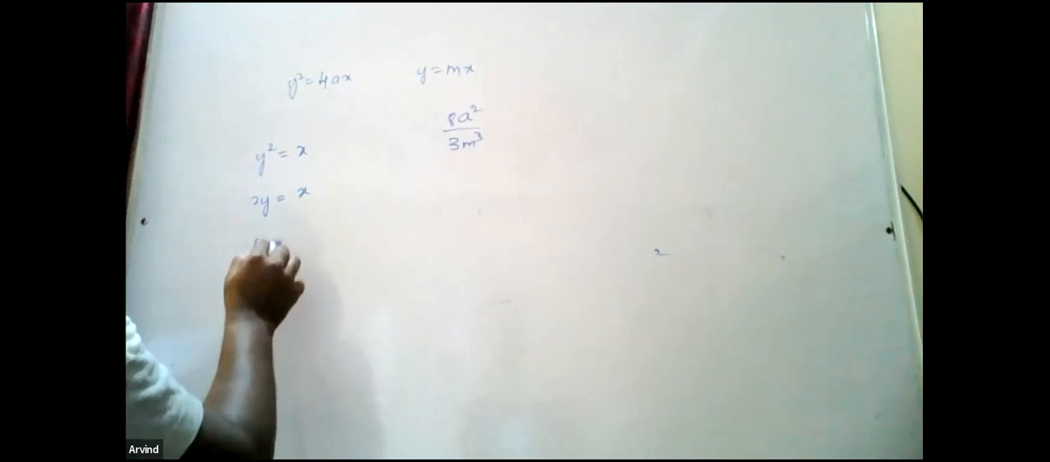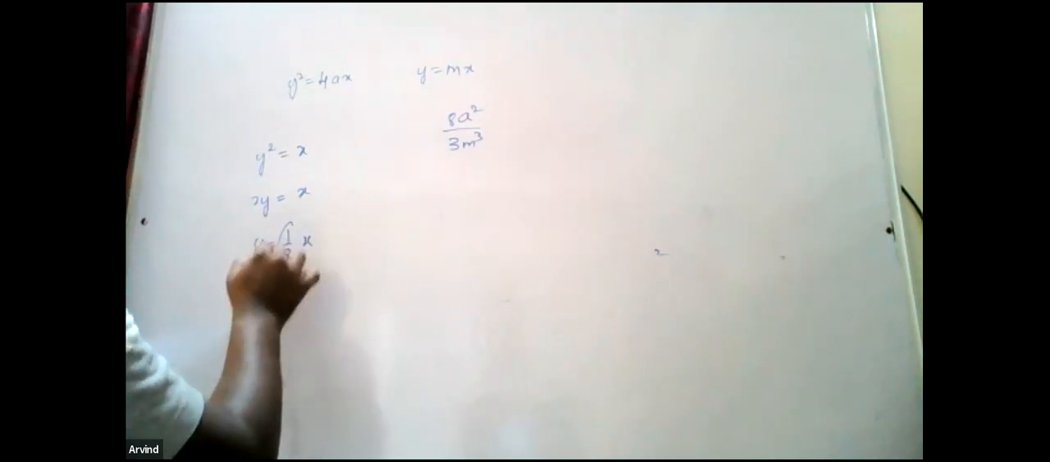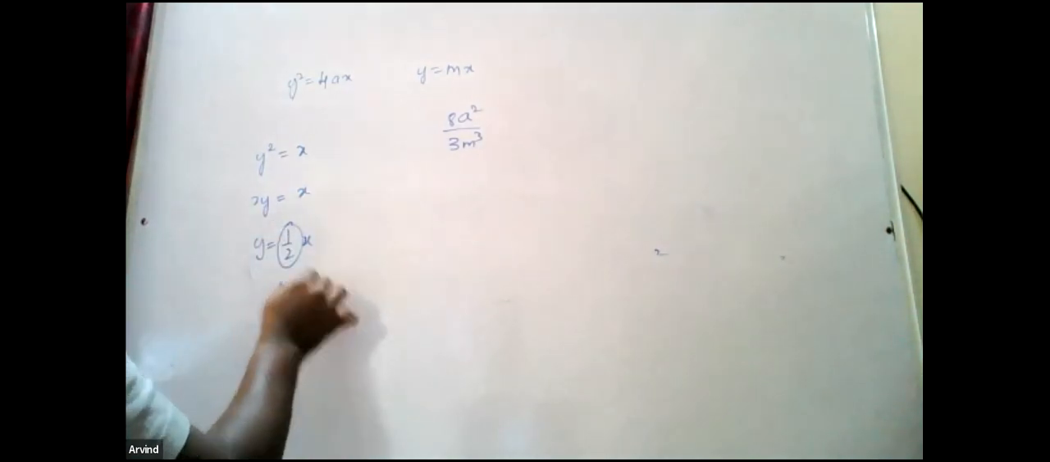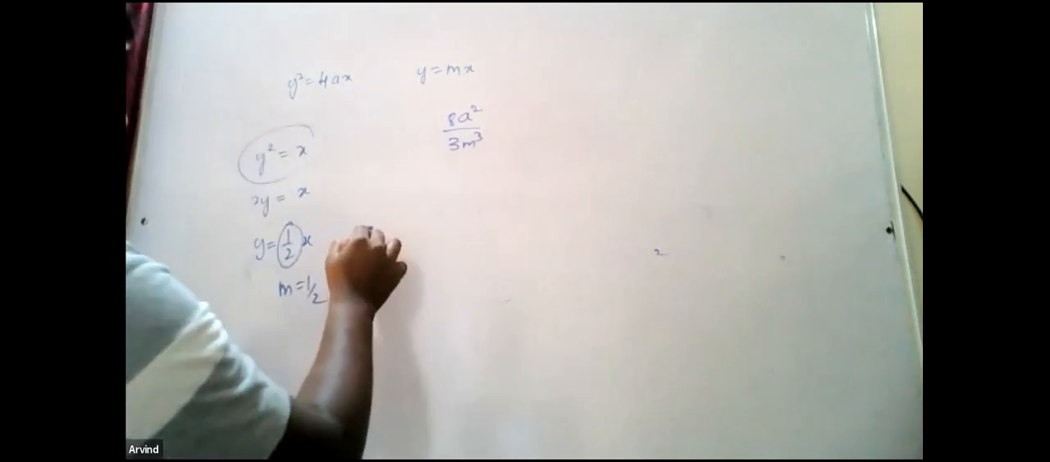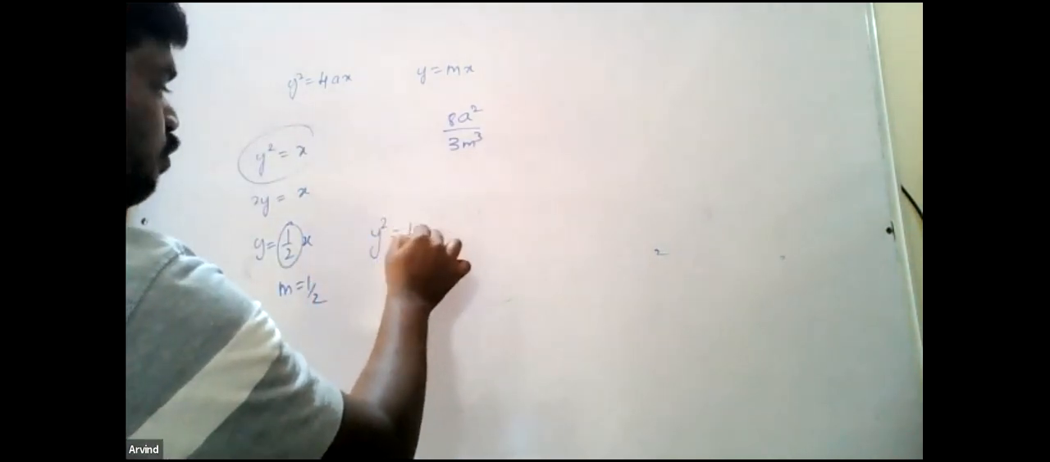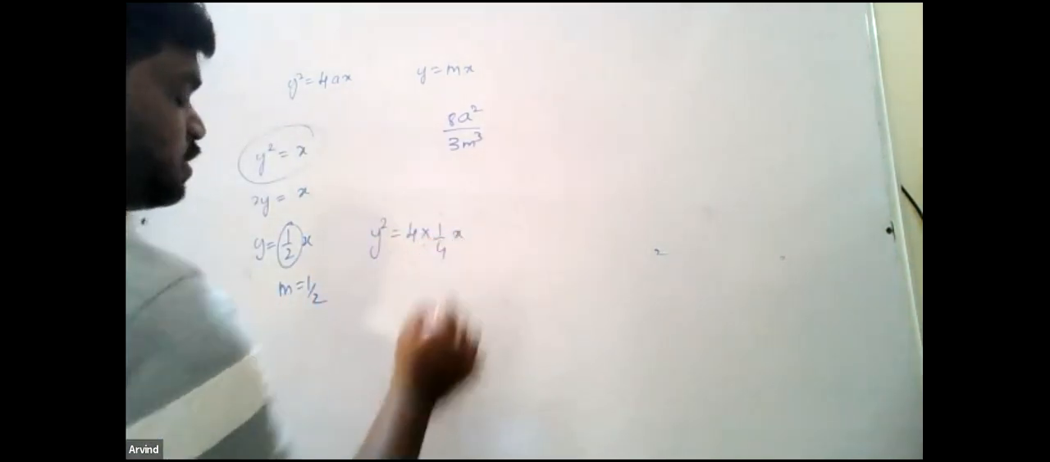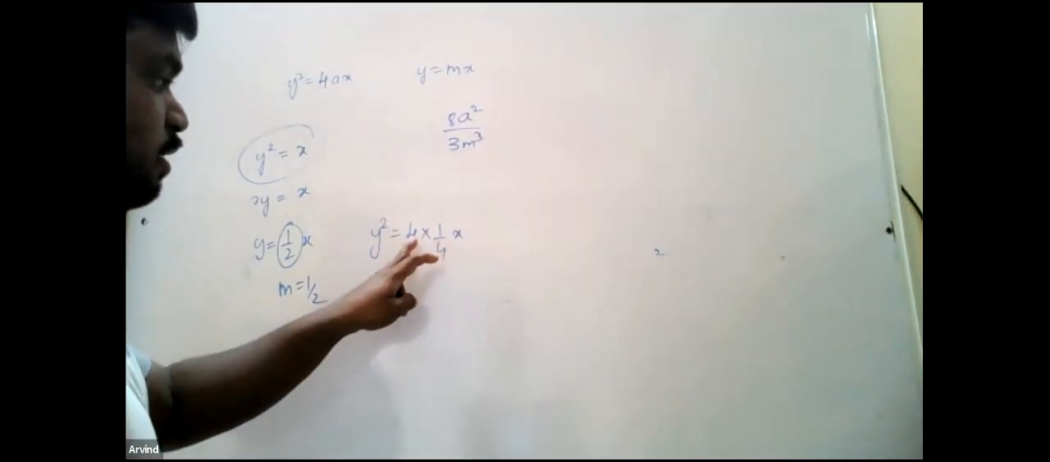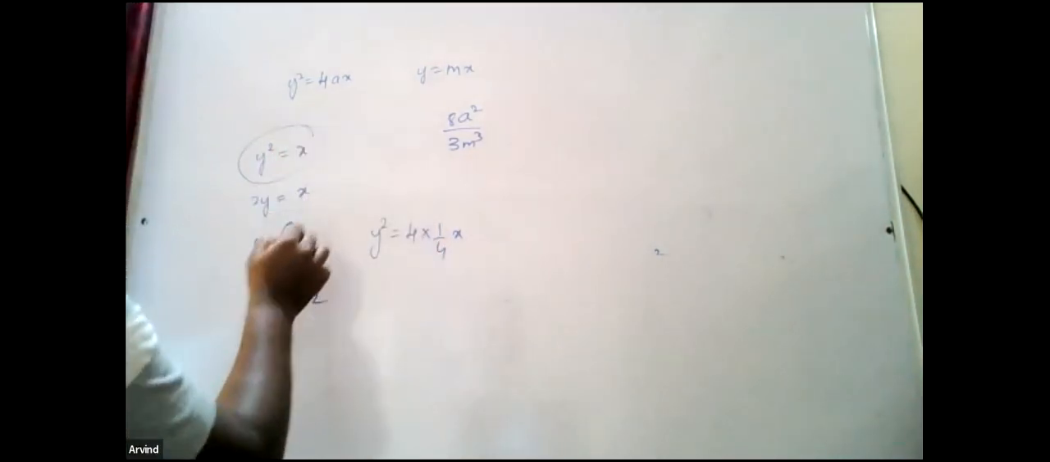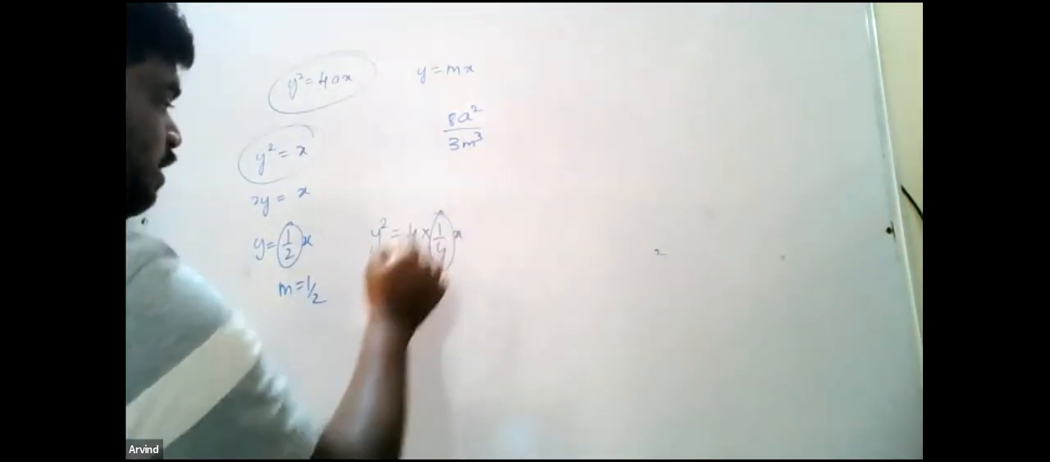Y is equal to 1 by 2x. So m value is 1 by 2. Let's get this in standard form. I can write this as y square is equal to 4 into 1 by 4x. I just want it in the standard form. So 4 into 1 by 4, the 4 cancels. So this is your a value. A value is 1 by 4.